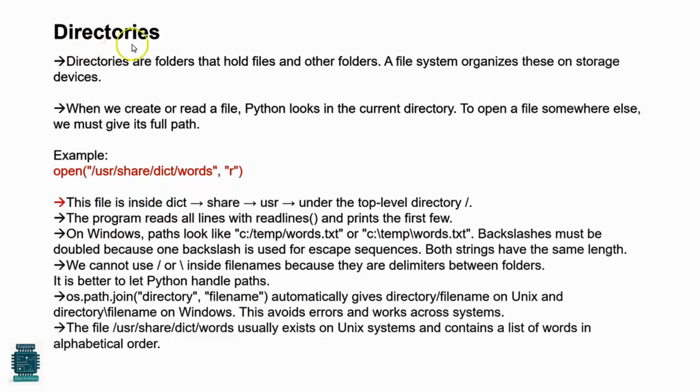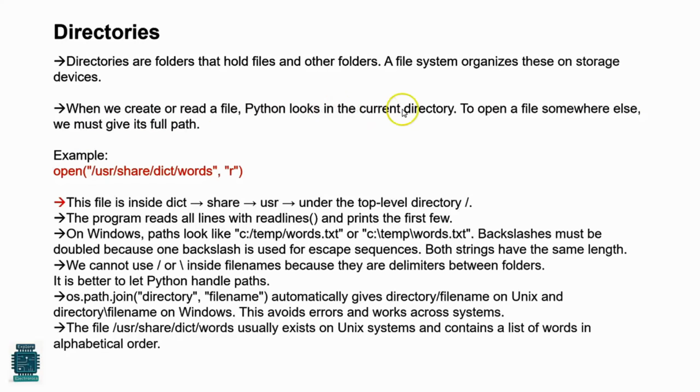And the next concept is directories. Here a directory is nothing but the folder that holds the files and other folders as well. Clear? It is nothing but a folder and it will hold the other files and the other folders as well. After that, a file system organizes these on storage devices. When we create or read a file, Python looks in the current directory only. And to open a file somewhere else, we must give its full path.